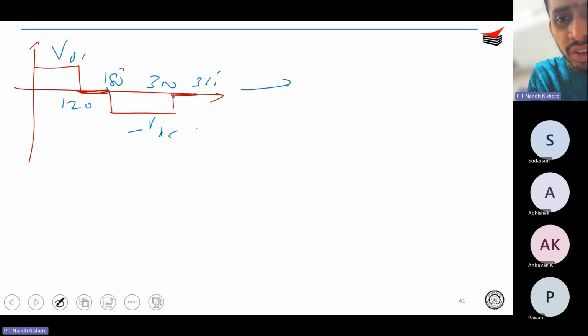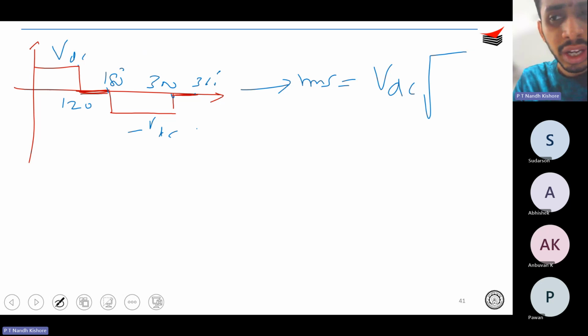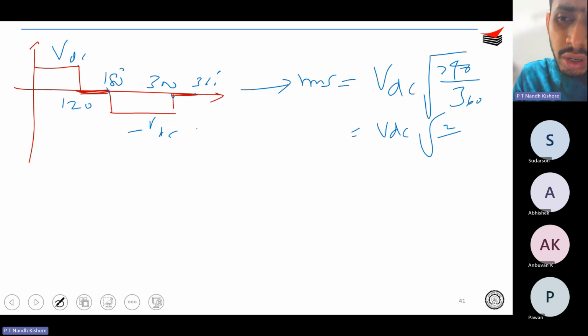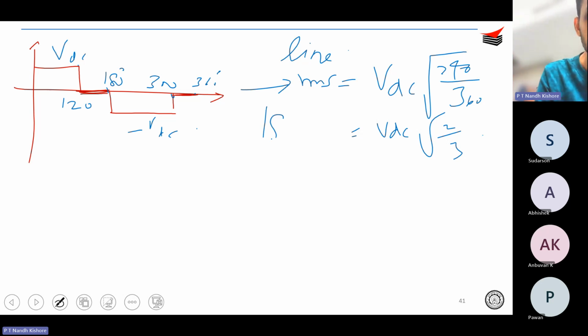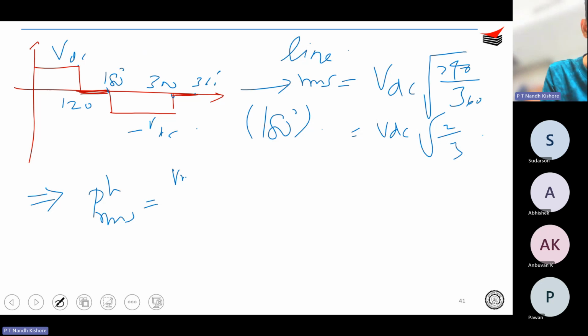So what is the RMS of this? The RMS of this voltage is going to be given by VDC into root over T on by T, right? So VDC into root over 240 over 360. That is VDC into root over 2 by 3. So this is the line RMS in 180-degree mode. Okay. So what's your phase RMS? Phase RMS is going to be line RMS over root 3.